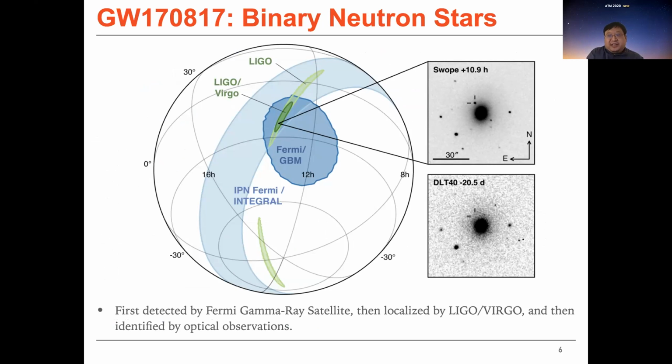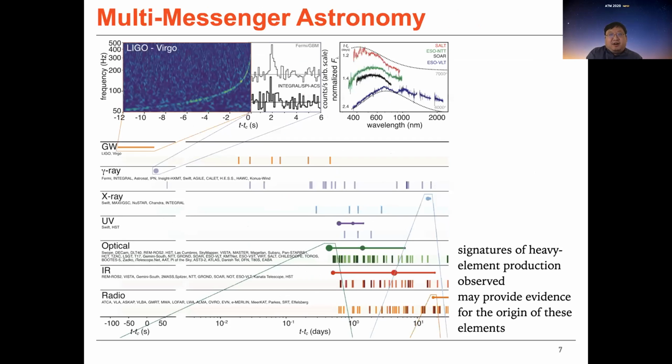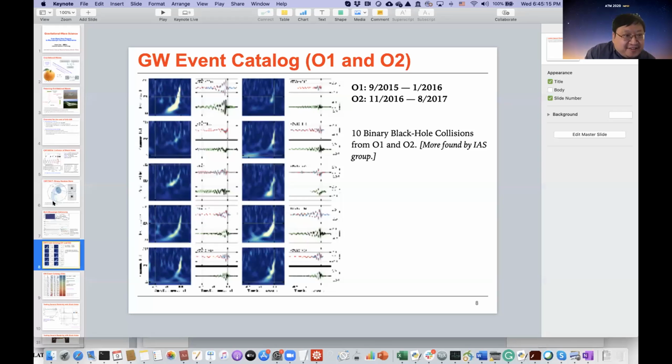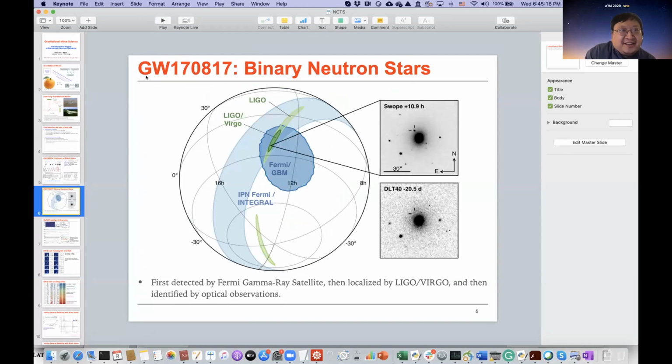So this first detection of neutron star binaries also was observed in the, somehow I can't point. That's okay, sorry. Maybe I should do this. This way I can point, I think.